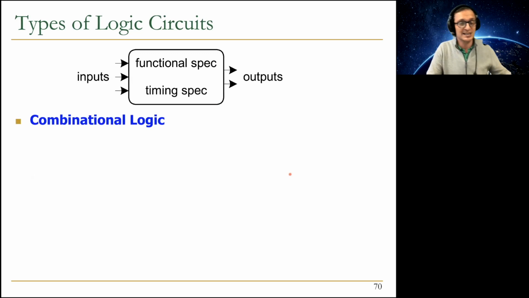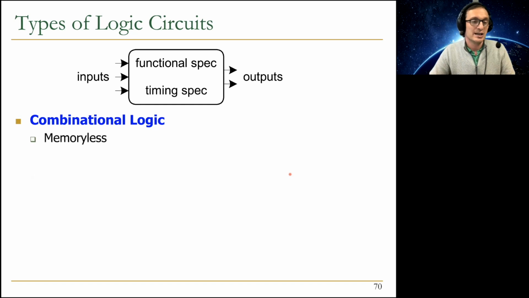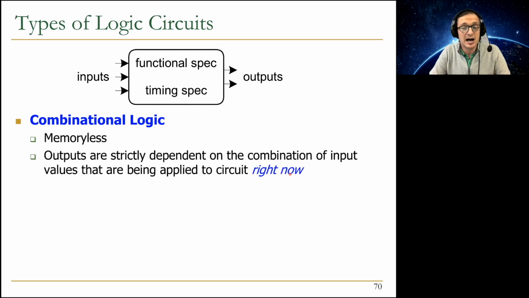So for today's lecture and the next lecture, we're going to cover combinational logic. Essentially, combinational logic means memoryless. There's no memory. Outputs are strictly dependent on the combination of input values that are being applied to the circuit right now. You don't remember anything from the past. You look at the inputs right now. Outputs are strictly a function of that. If an input changes, output may change depending on what function you're implementing, right? But you don't remember the past inputs. You don't remember the history of what happened. That's the idea. That's why it's called combinational. And we're going to see differences better when we talk about sequential later.